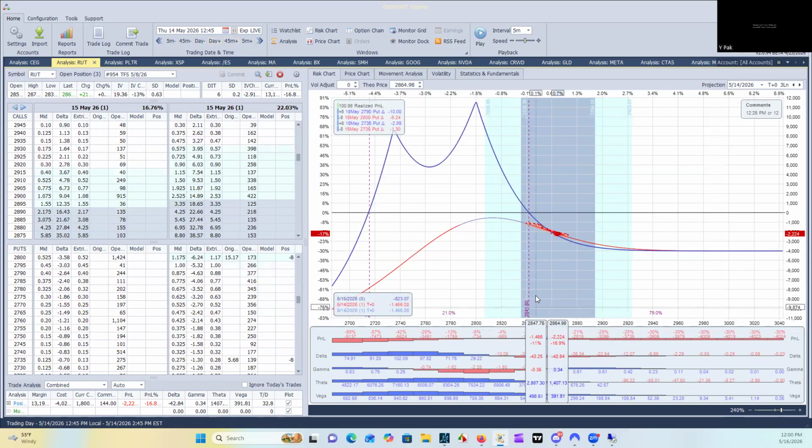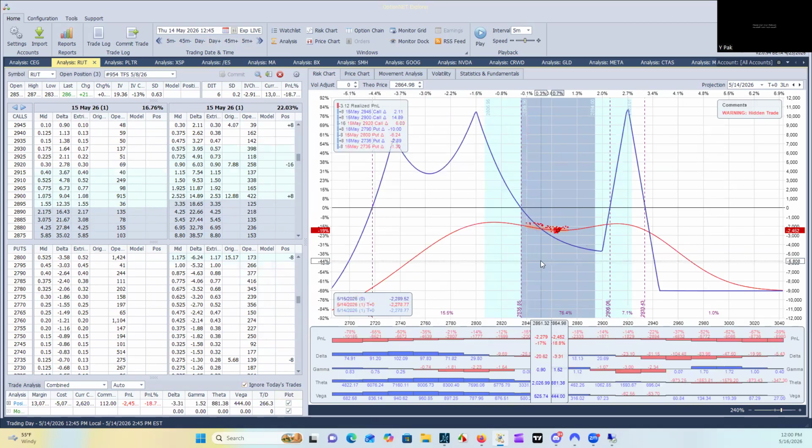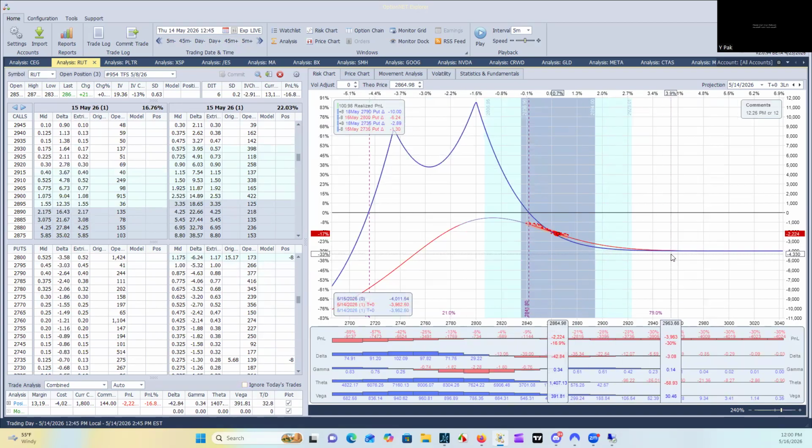Okay, so this is the next day. Sorry, not the next day. This next adjustment I made. I decided to take the whole butterfly off. So I took this whole structure off because I figured, by taking that off, my max loss is going to be 4,000 if the market just goes up.